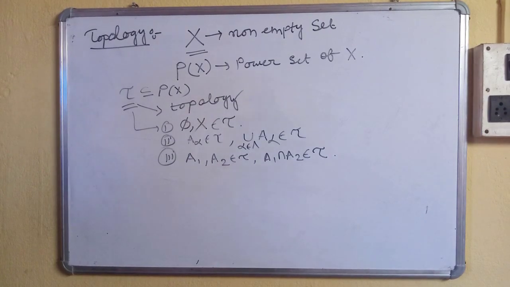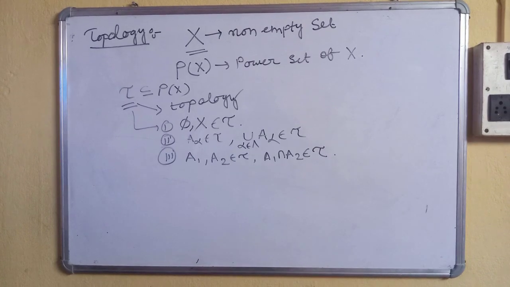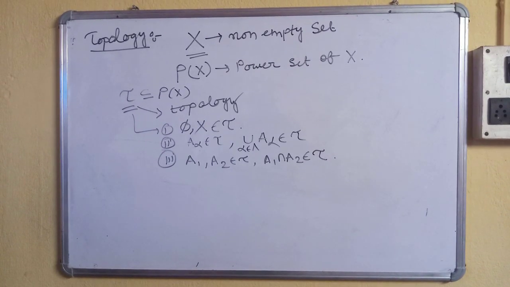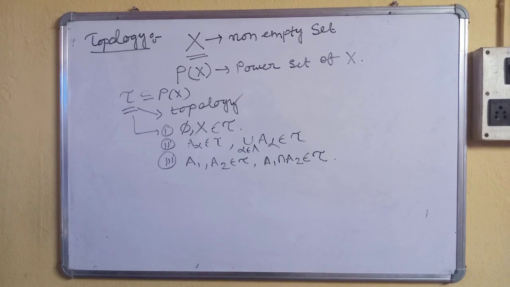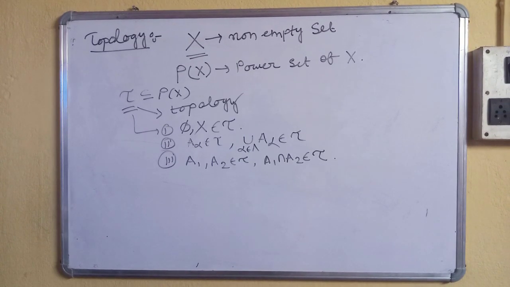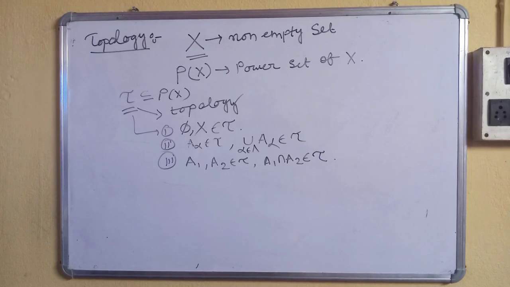So, any collection of subsets of X, tau, is said to be a topology if these three conditions are satisfied. Number 1, the empty set and the whole set X are in tau. Number 2, if we take any elements from tau, then their arbitrary union is in tau. And number 3, if we take any finite number of elements from tau, their intersection is again in tau. Then we say tau is a topology.